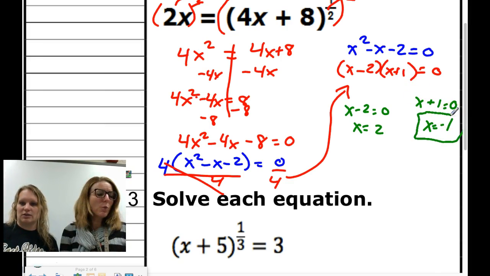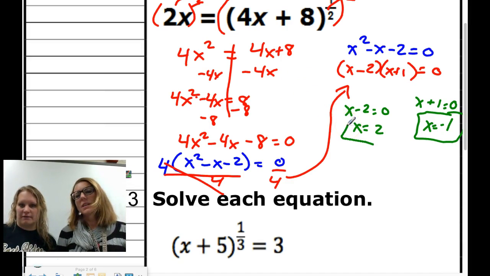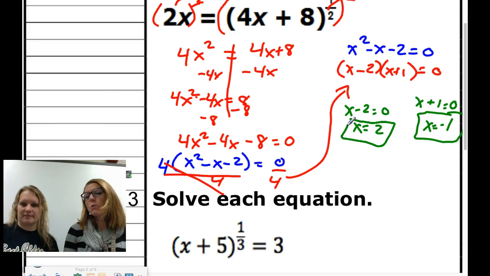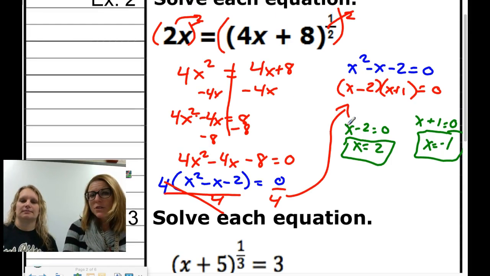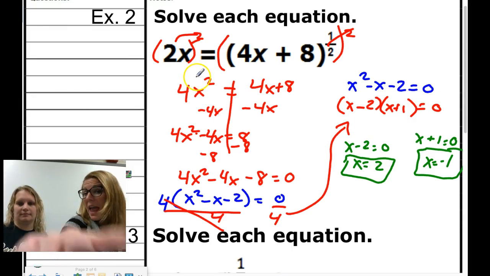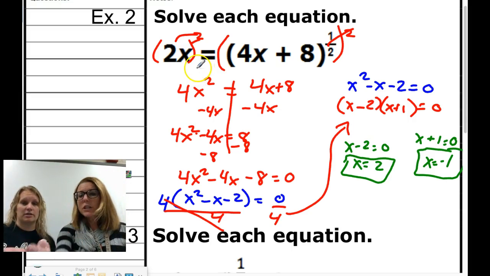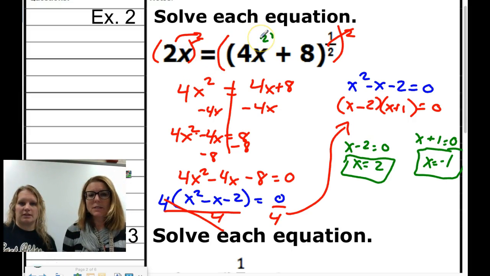So where do you think we want to check it? In the original problem. Not after they raise it to a power of 2. We want to plug it back into the original. So let's plug in 2 first on both sides. I plug in 2, and I get 8 plus 8 is 16.